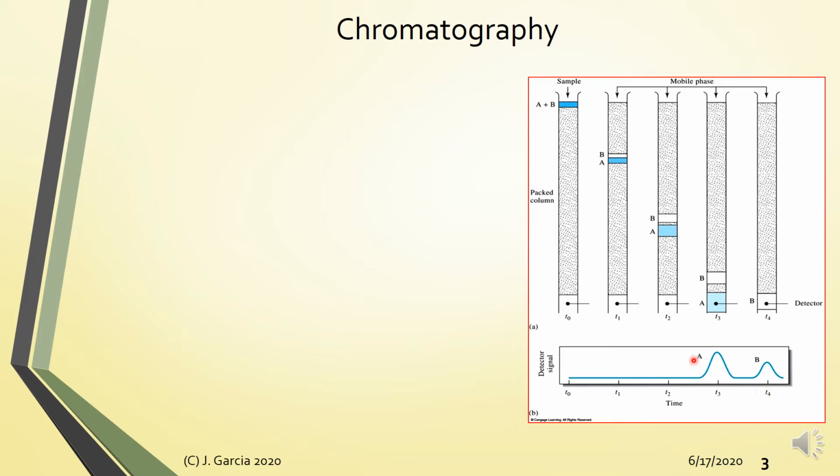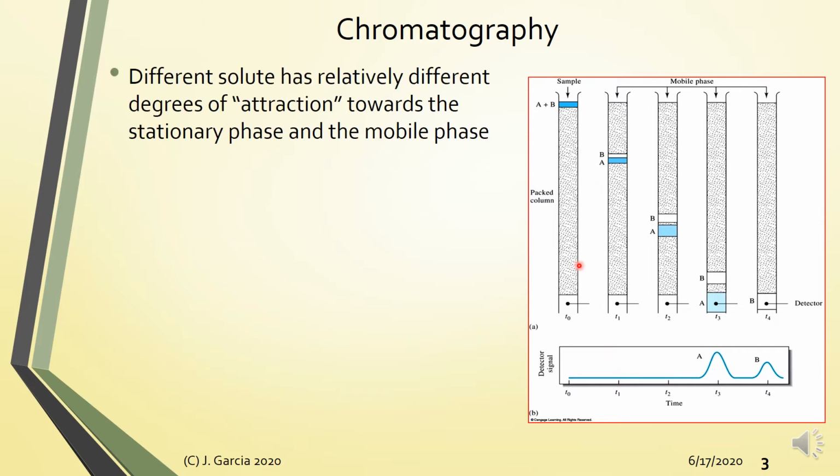Now, in the chromatogram, the bands are now appearing as peaks. Normally they appear as Gaussian peaks. So this is now your chromatogram. Now, why do the components of the mixture separate as they travel along the stationary phase? Basically, different solutes, or different components, have relatively different degrees of attraction towards the stationary phase and the mobile phase. So they have different migration rates.